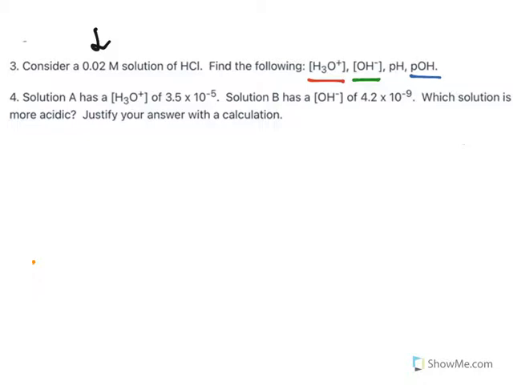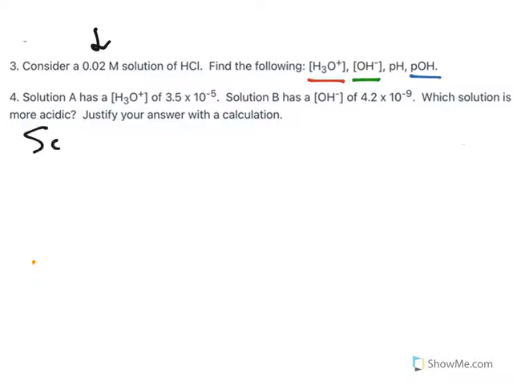For part 4, you're given a solution. Solution A has a hydronium concentration of 3.5 times 10 to the negative 5th. Solution B has a hydroxide concentration of 4.2 times 10 to the negative 9th. Which is more acidic? So you're comparing apples to oranges here. You need to either convert these both to pH, both to pOH, or something. You have to do some sort of conversion here to be able to compare these.